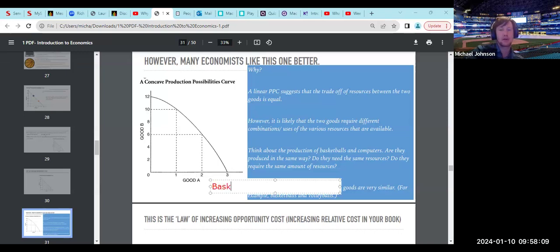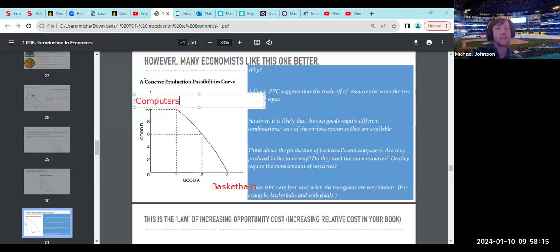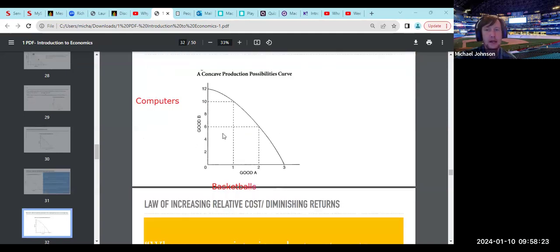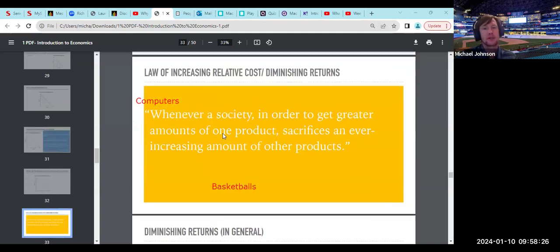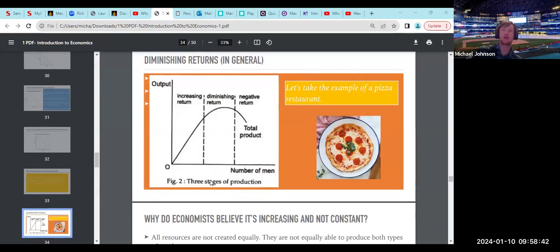If this is basketballs and this is computers, they're not produced the same, so there would be a trade-off depending on how they're produced. Whenever society, in order to get greater amounts of one product, sacrifices an ever-increasing amount of other products, that's the law of increasing relative cost, or diminishing returns. In general, as output increases there's an increasing return, then a diminishing return, then a negative return.